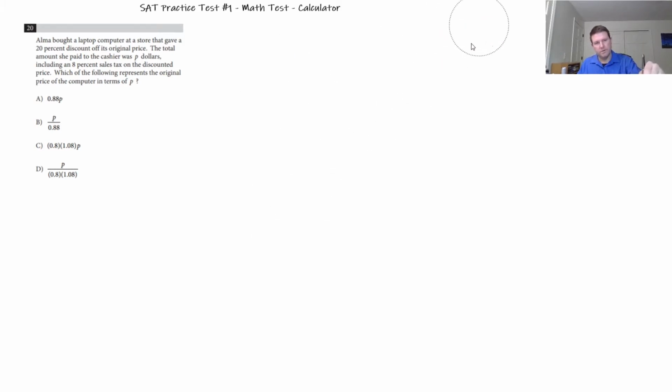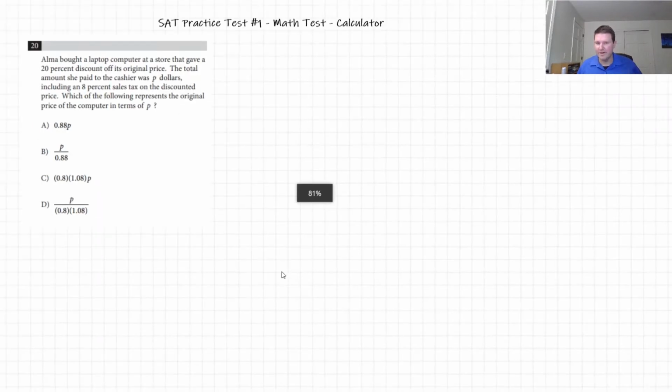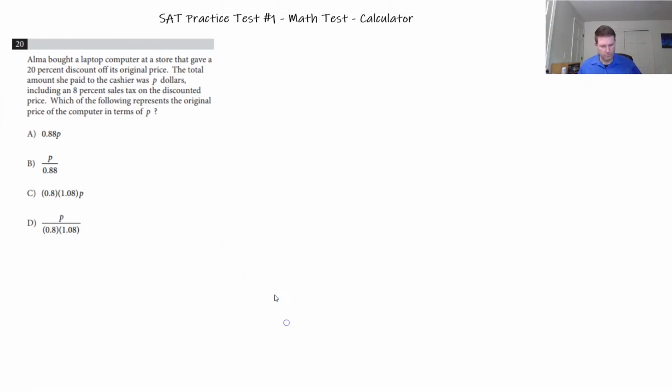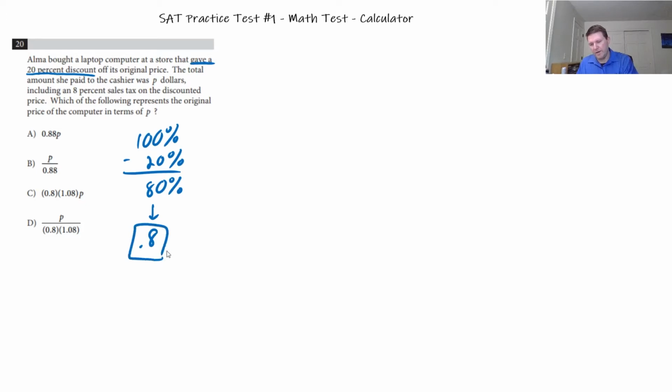There's my little note for don't draw past here because my little webcam is up there. But okay, so going back in here, if you look at what they're saying, they gave a 20% discount off its original price. So if you're thinking discount, you're like, okay, that's 100% of the cost, but you subtract 20% because you're getting a discount. So the discount multiplier, when you convert it to a decimal, will be 0.8. I'm going to label that as the discount multiplier.